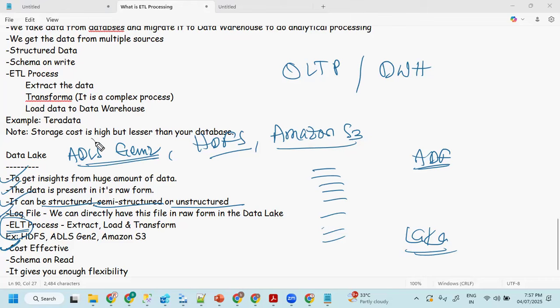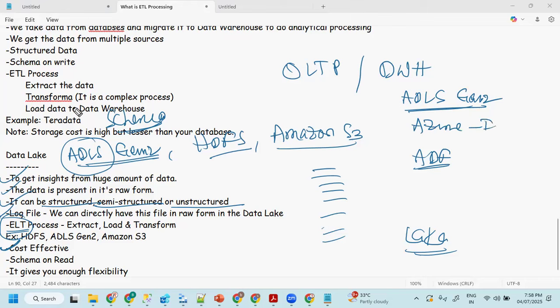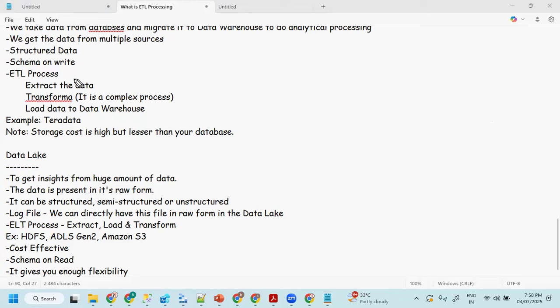Schema is required only when you read the data from these systems. To write the data into these systems, we don't need a schema, so there is much more flexibility. We will talk in more detail about Azure Data Lake Storage Gen 2 tomorrow, and I'll also talk about the Azure introduction tomorrow. So this is a brief idea of the differences between OLTP systems, OLAP systems, and the data lake. Any questions, guys? I have 2 minutes.